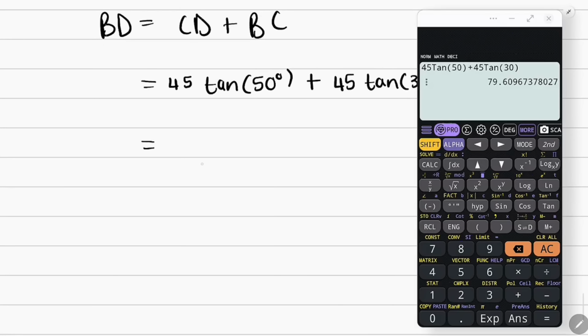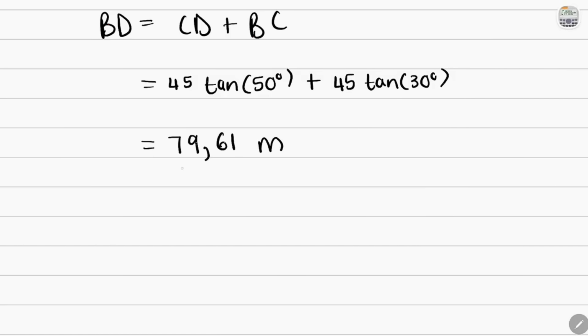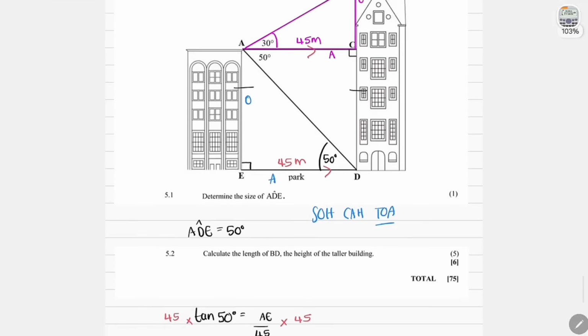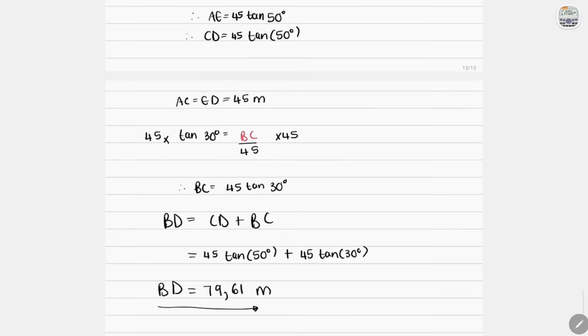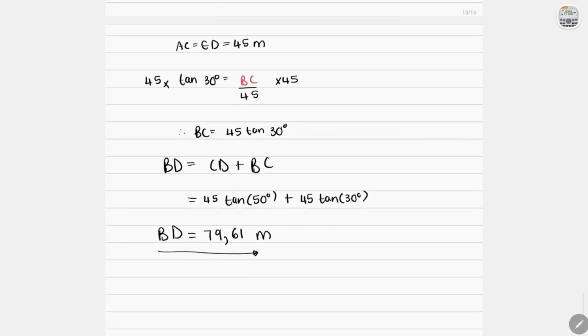And this is our final answer. Our final answer is 79 point, and that 9 is going to round the 0 up to a 1, so 79.61, and these are in meters. That is the length of BD. That is the height of the longest building. So that is it for that question, and that is it for question 5.